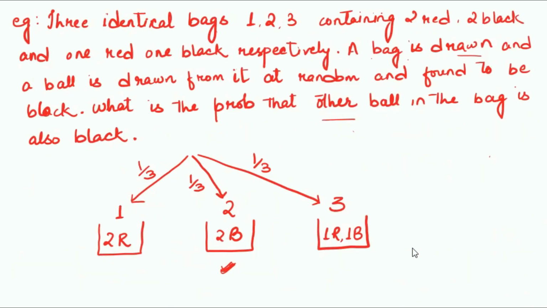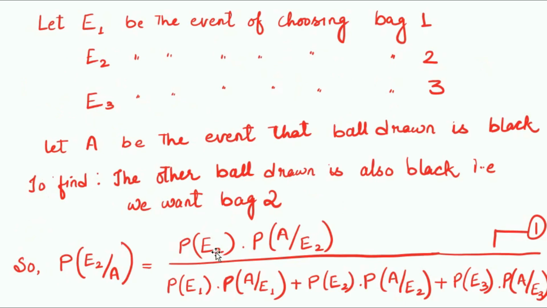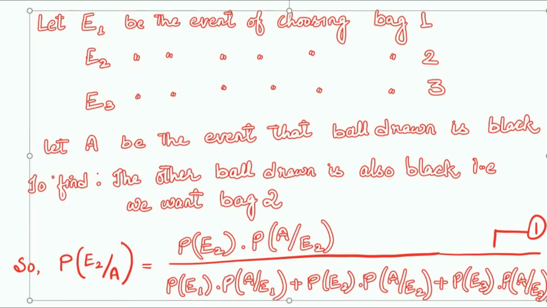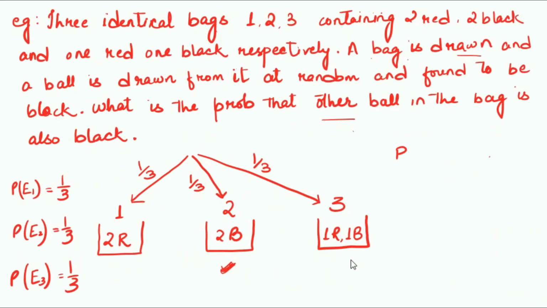Now let's find all of them. You can see here probability of getting E1. What is the probability that I select bag 1? That is 1 by 3. Probability of getting E2, probability of selecting bag 2, is 1 by 3 again. Probability of selecting bag 3 is 1 by 3 again, right? So from the formula, I know this, this, and this. Now I need to find the probability of a black ball from E1, E2, and E3.